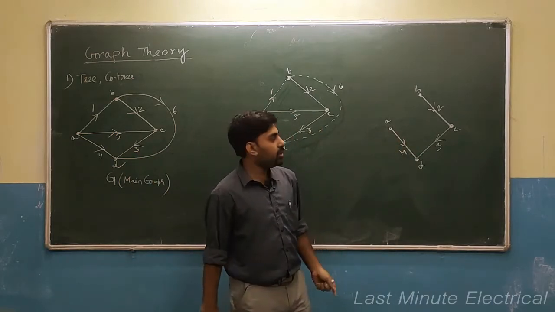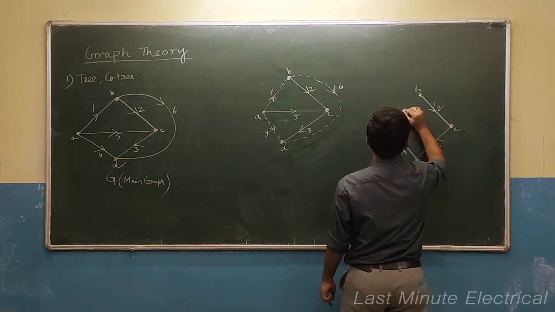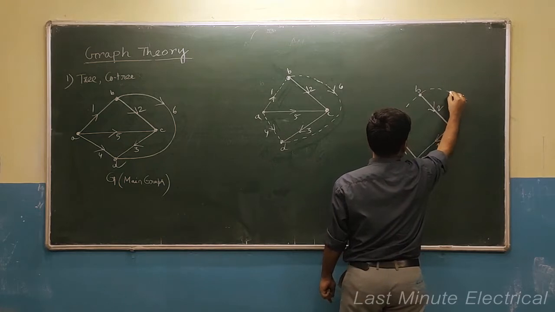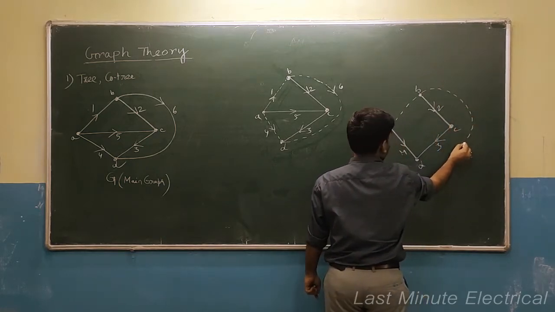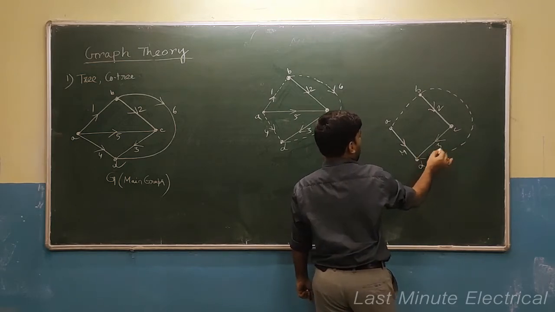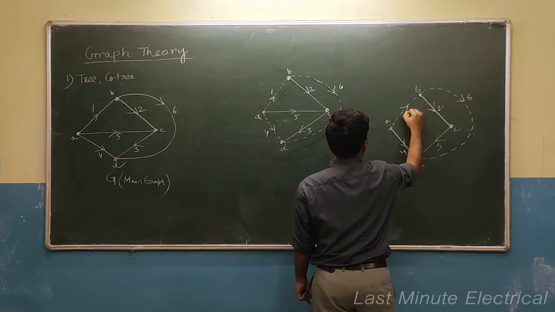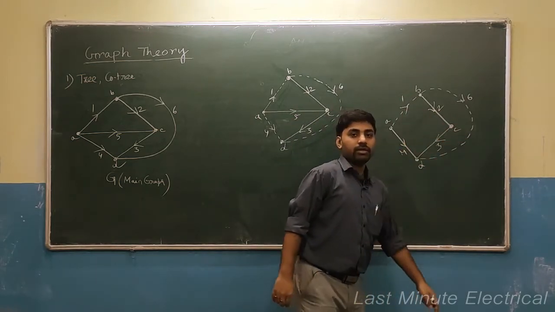So, what will be the co-tree? The rest of the graph will definitely be the co-tree. So, this dotted line will be the co-tree. This is 6 branch and this is 1 branch. Okay. So, this 1 and 6 constitute the co-tree.